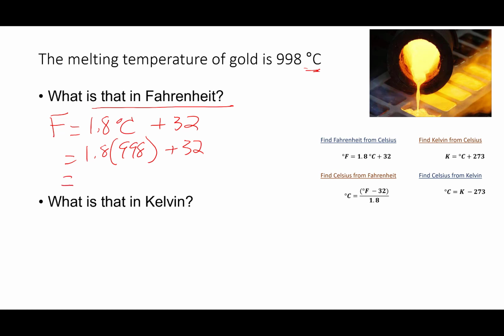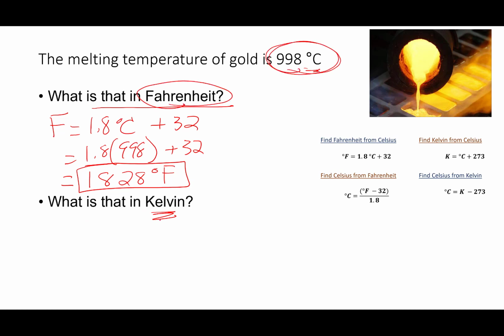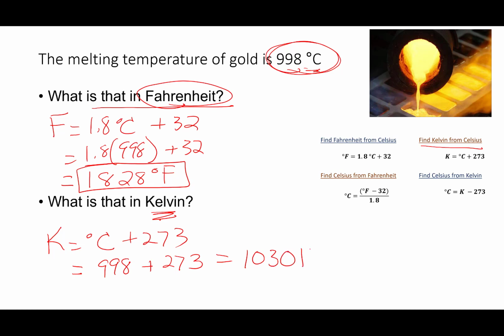This is going to be, boom, ba-doop. I got 1828 degrees Fahrenheit. And then the second half, what is this in Kelvin? Well, I can't go from Fahrenheit to Kelvin. I've got to go back to the original Celsius to go to Kelvin. So find Kelvin from Celsius. Kelvin is going to be equal to Celsius plus 273. So this is going to be 998 plus 273. And I ended up with 1030 Kelvin.